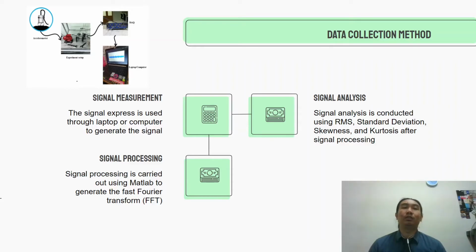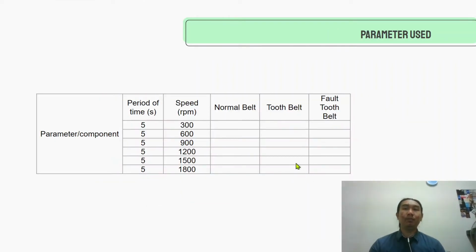And then we move on to signal analysis, which is conducted using RMS, standard deviation, skewness, and kurtosis after signal processing, and also analysis using machine learning. The parameter that we use is 5 seconds for the period of time. There are 6 types of speed, which are 300 RPM, 600, 900, 1200, 1500, and lastly 1800 RPM.